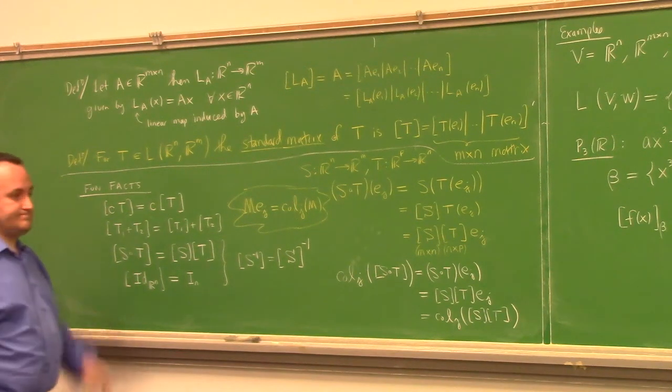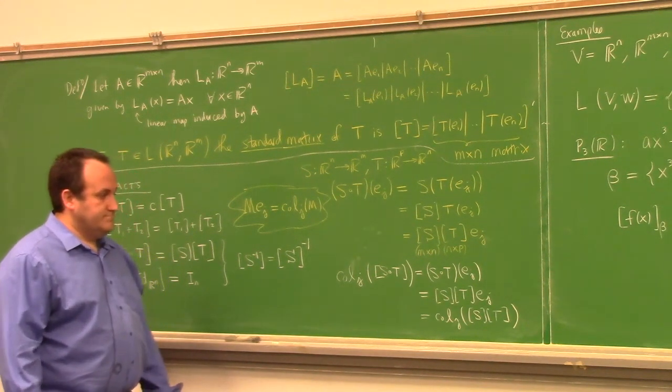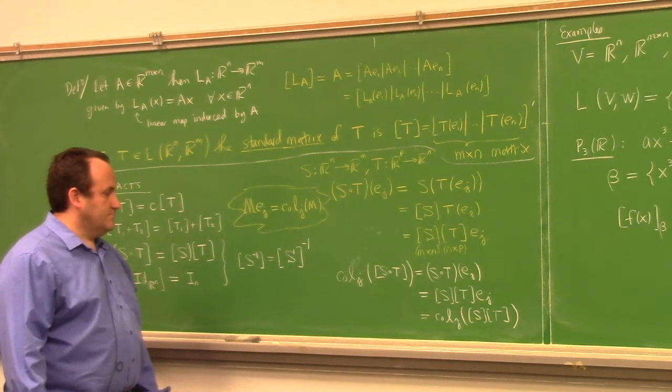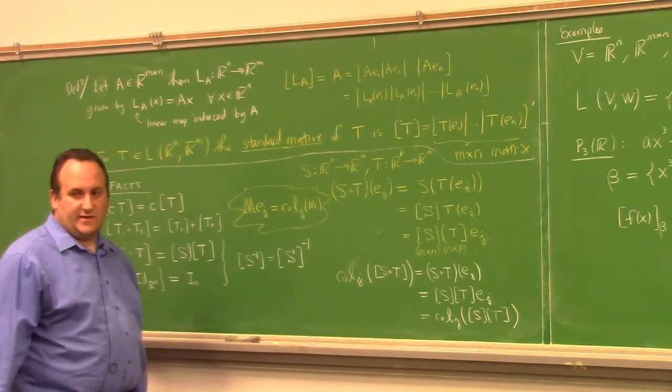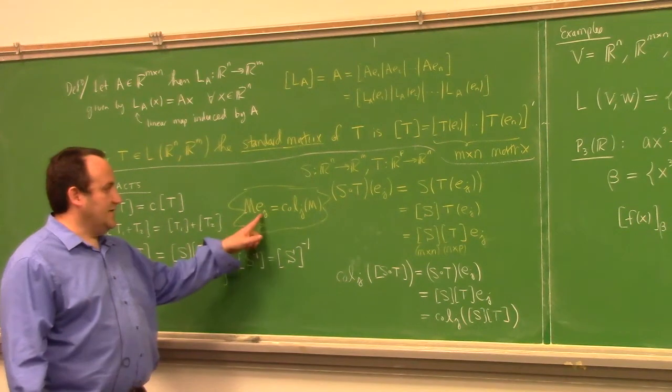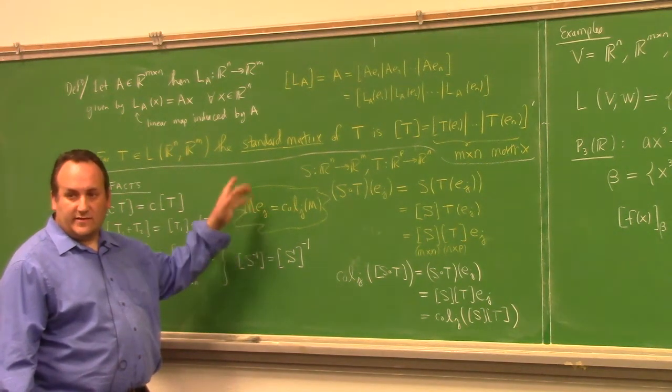And EJ is just whatever column that you choose? Yeah, just pick J to be arbitrary, but EJ is the standard basis element that's got 1 in the jth component and zeros elsewhere.